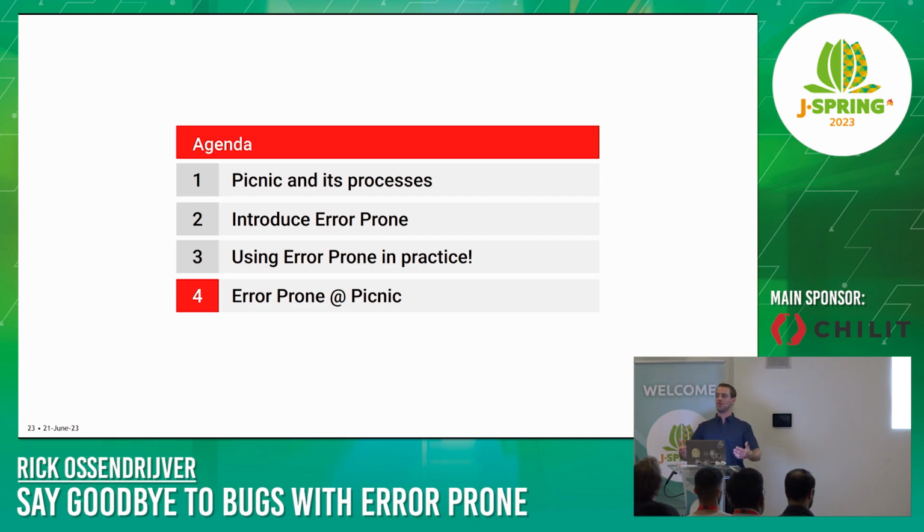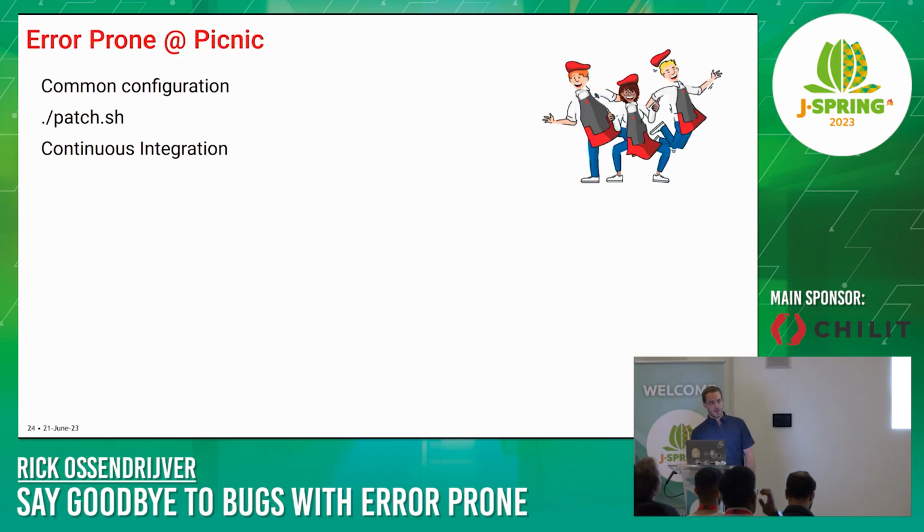Now I want to give you some insight into how we set error-prone up within Picnic. So we have over 50 Java repositories at Picnic, and all Java repositories have one common parent. And in that parent we have some core modules, and we maintain a lot of common configuration. So we also configure error-prone and checkstyle there. And what we also provide in all repositories is a simple patch script. If you invoke that patch script, it will use the 2 Maven profiles to say, hey, I want to run all error-prone checks in patch mode, and it will run over your code.